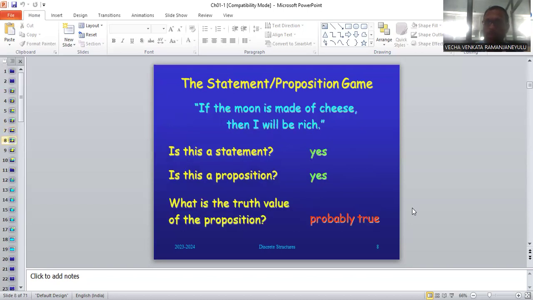Next: if the moon is made of cheese, then I will be rich. Is it a statement? Yes. Is it a proposition also? Yes. What is the truth value of the proposition? It is probably true.